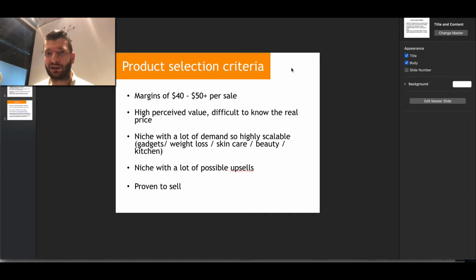especially with current costs with Facebook, it's kind of expensive to advertise, and it's getting more and more competitive. So you need higher margins. That's why when we choose products to sell, we are looking for $40 to $50 per sale profit, right? Because we want to be able to afford $40 or $50 per sale and still be profitable, right?